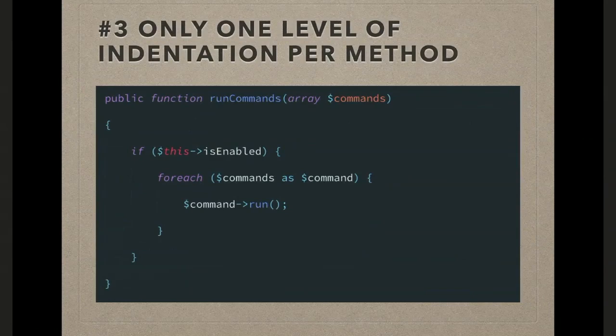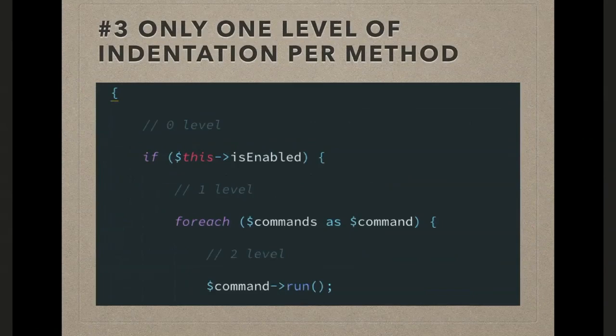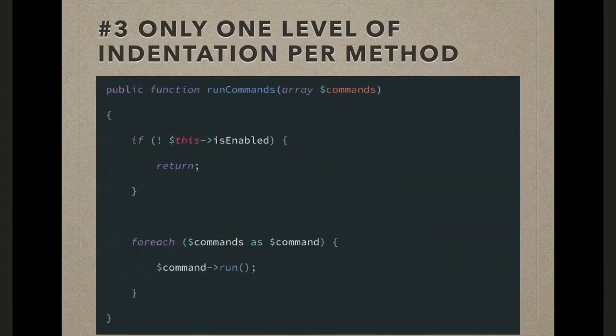To break down what the levels are, right at the root of the method is our 0 level, our base. Within the conditional, we're at the first level, and then within the for each, now we're at a second level. So the idea is to refactor that code to get it down to just one level. In this particular case, the easy way to solve for that is to flip the conditional and return early, right? So that would look like this.